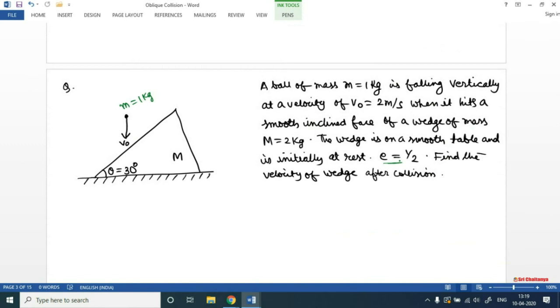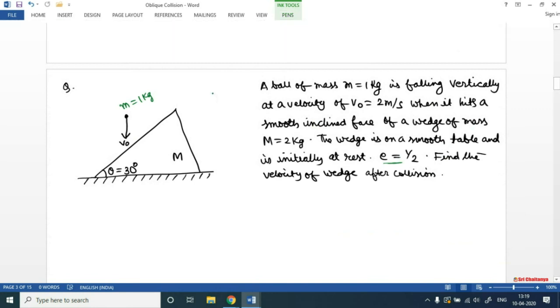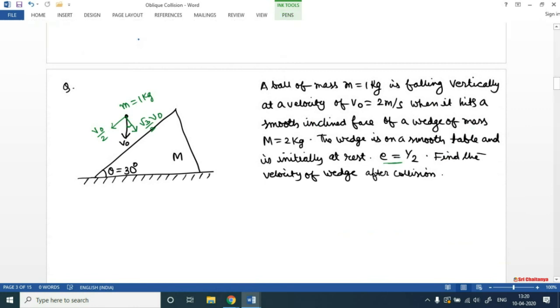In case of oblique collision, it is always beneficial for us to resolve the velocity in two mutually perpendicular directions: one along the line of impact and another parallel to the line of impact. This angle here is 30 degrees. So this component would be v naught cos 30 degrees, that is root 3 by 2 v naught, and this component is v naught sin 30 degrees, that is v naught by 2. This is the condition before the collision, and the condition after the collision we have to find out.